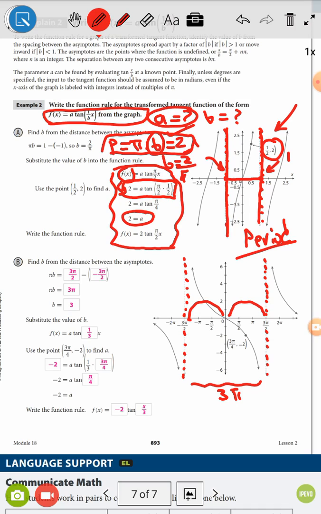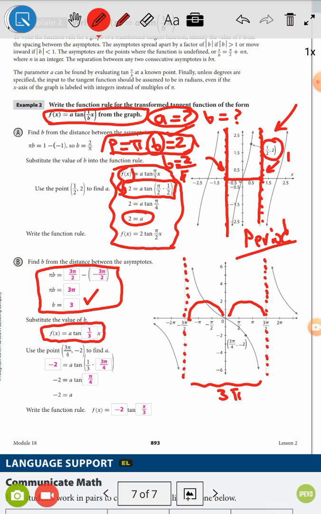So it's so easy to get the b. Look at the book here, they explain it well. Pi divided by b equals the period, which is 3 pi, like I mentioned. So cancel the pi with the pi, and you're left with b equals 3. Now you got the b. Now the function is a multiplied by tan(1/3 x), because b is 3 and you flip it.